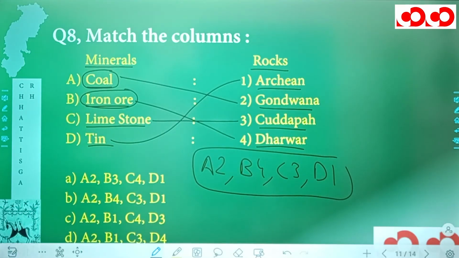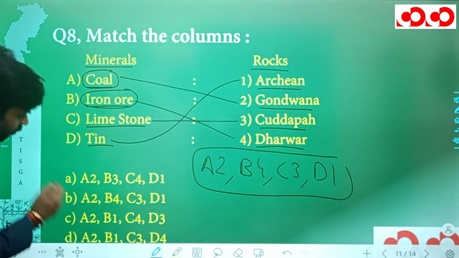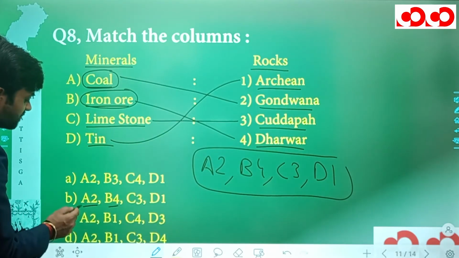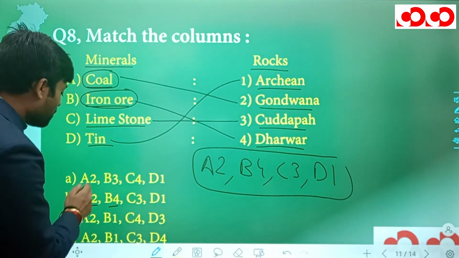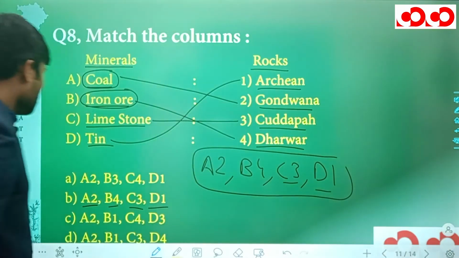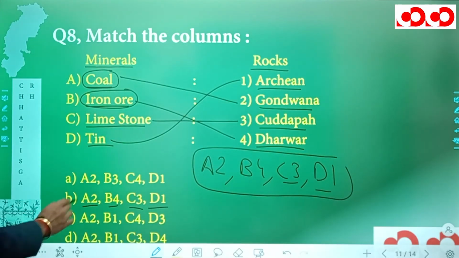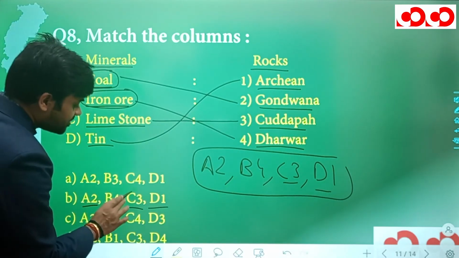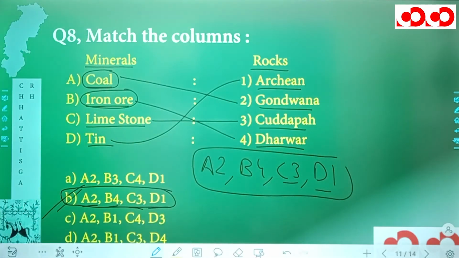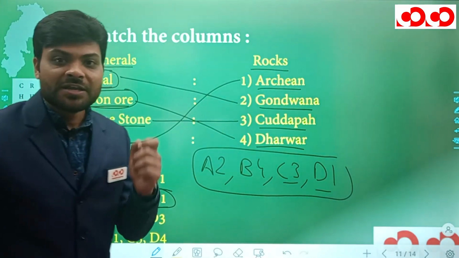Let me also tell you, looking at the options, we find A2 in all the 4 options. Now second we have B4. So we have B4 in option B only. Next in option B, do we have C3? Yes, we have. Do we have D1? Yes, we have D1. So in option B, we can find this identical A2, B4, C3 and D1. And hence this option B is going to be the correct option for our 8th question. So this was all about the 8th question, and let's move to our 9th question now.